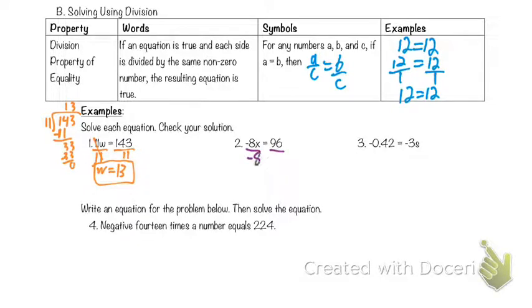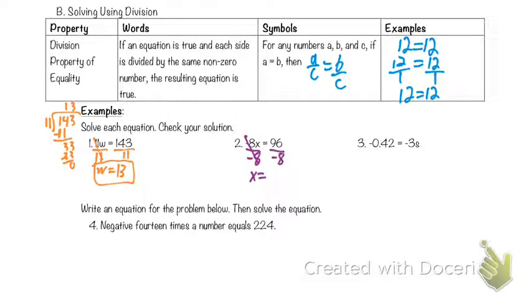Okay, here's why we divide by negative. What's a negative divided by a negative? A positive. So if we divided by a positive, though, we'd end up with a negative number. And we don't want to end up with a negative x. We want to end up with a positive x. So negative 8 divided by negative 8 is just 1. So 1x or just x.